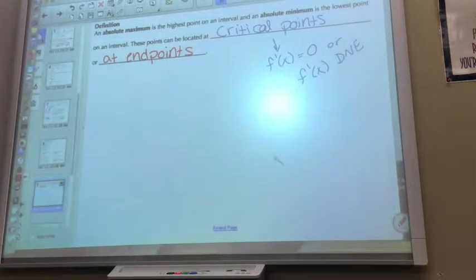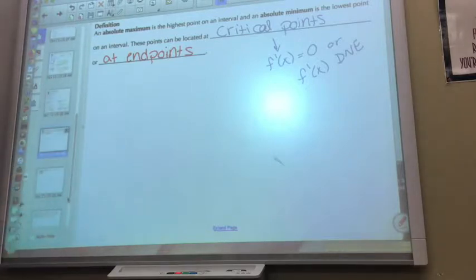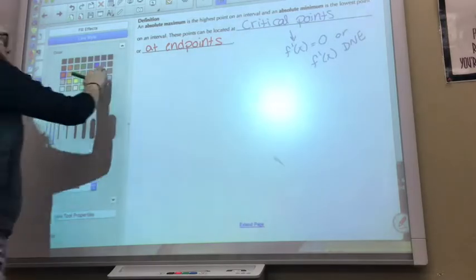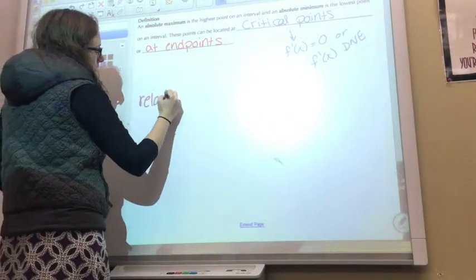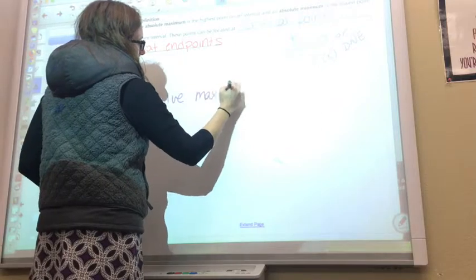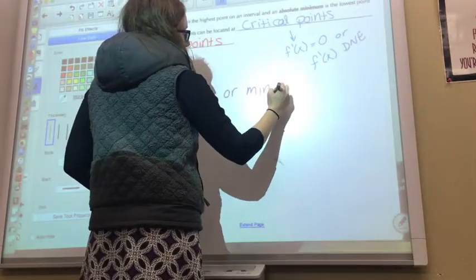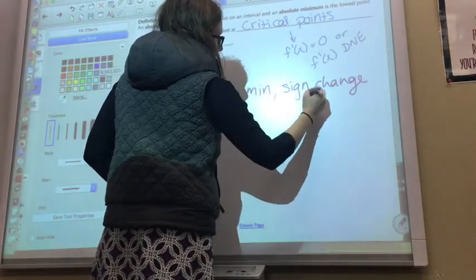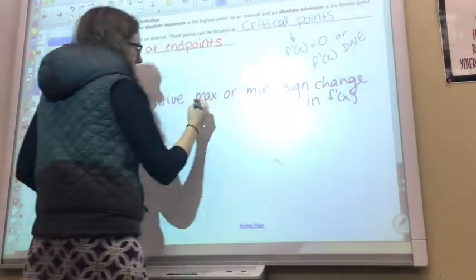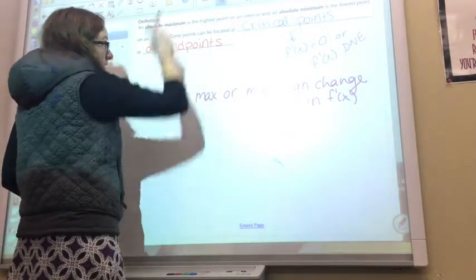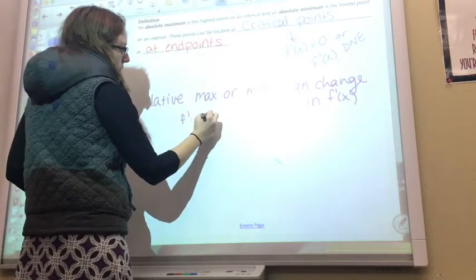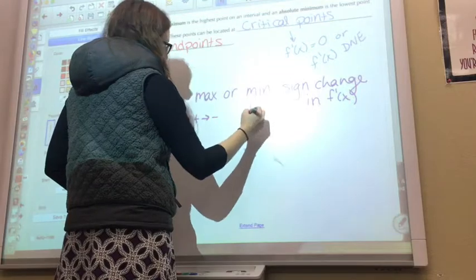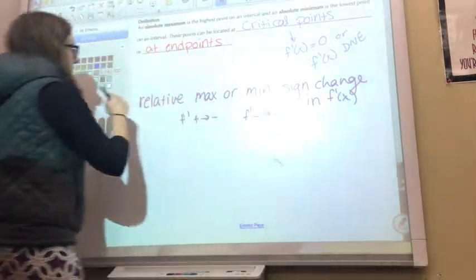So we are going to, in some ways, deal with absolute maximums and minimums very differently than we deal with relative maximums and minimums. Let's write this down. So a relative max or min, we're going to look for that sign change in f prime of x. For a max, f goes from increasing to decreasing, so f prime goes from positive to negative. A min, f prime would go from negative to positive.